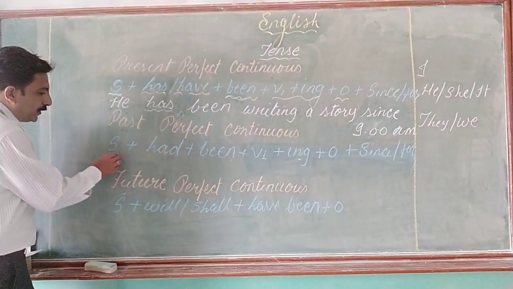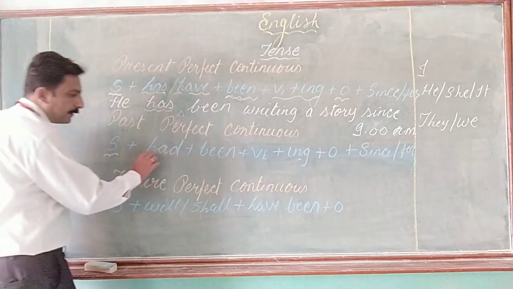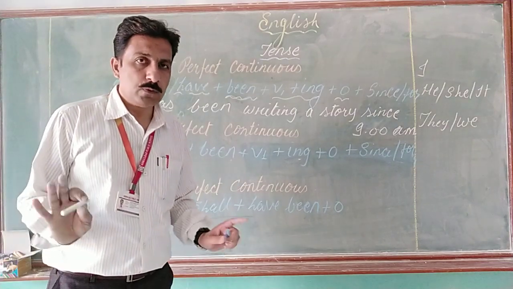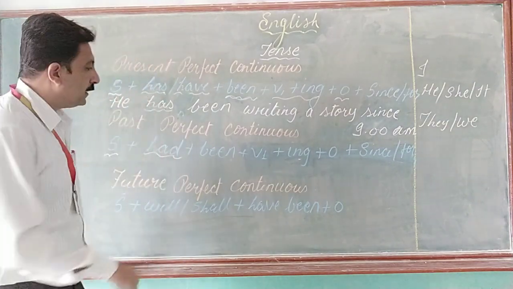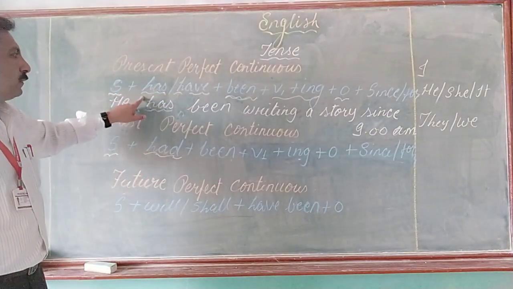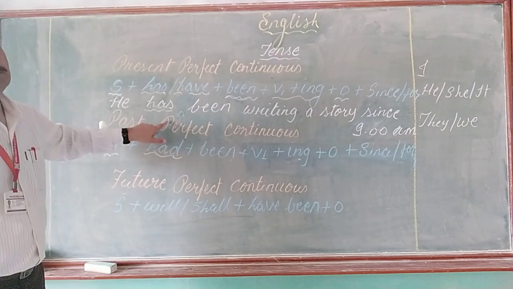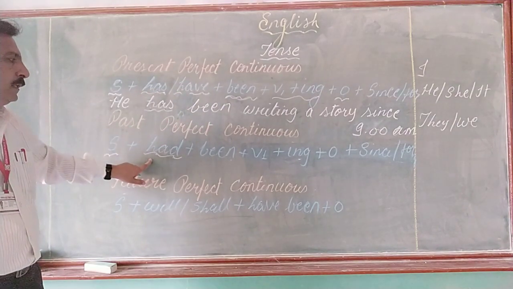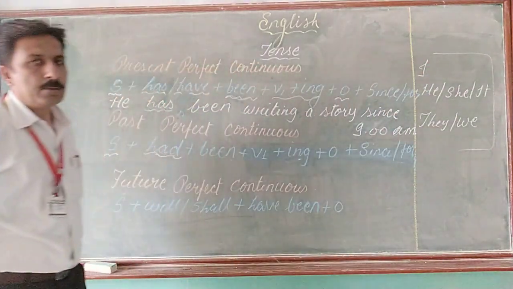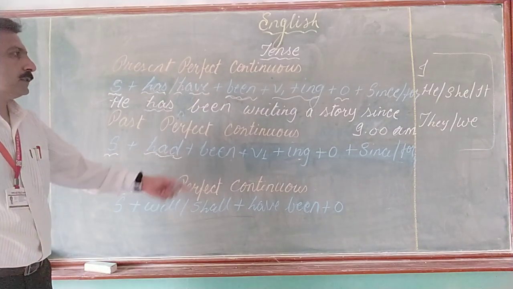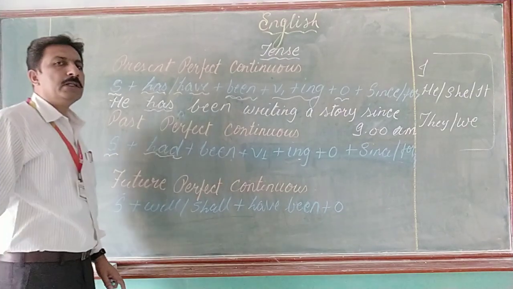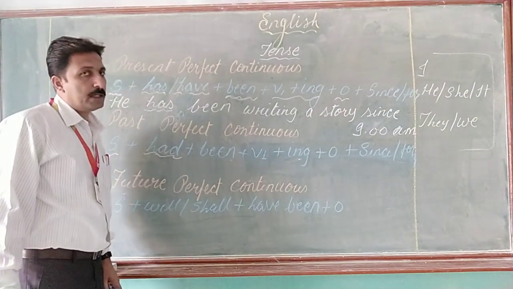Now the structure is again subject. Again one relief is for us: we don't have two helping verbs. We have only one helping verb. It is had. In present perfect we had has and have. So as usual, has for singular form and have for plural form. But here had is there only. This had we can use with all these subjects. With I also I can use had. With he also, with she also, with they also, with we also. With all the subjects we can use had.